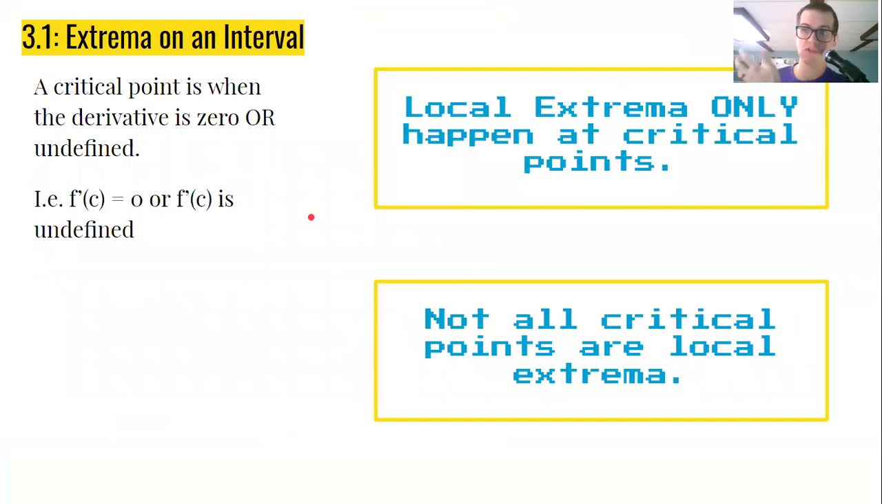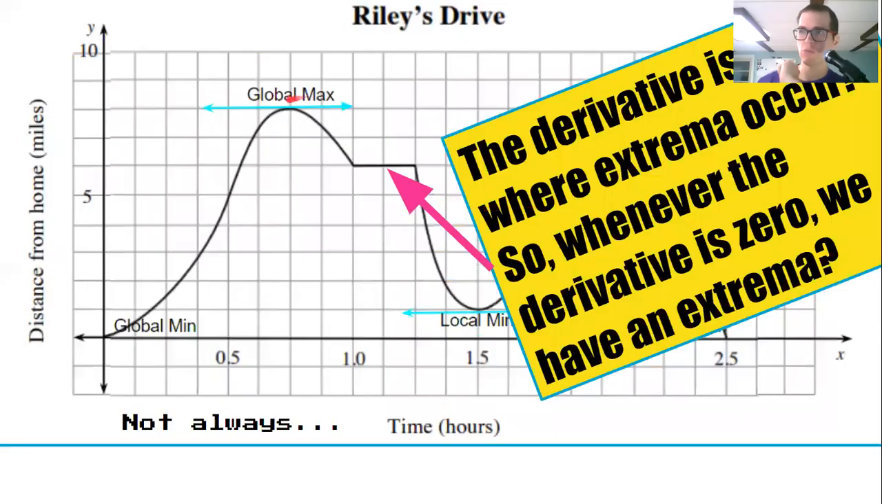So here's a super important thing for you. A critical point is when the derivative is 0 or undefined. Or to put it in our math symbols, f prime of c equals 0, or f prime of c is undefined, where c is a critical point. So local extrema only happen at critical points. If we go back, this global max is also a local max because right around it, there's nothing bigger than it. And the function still exists around it.